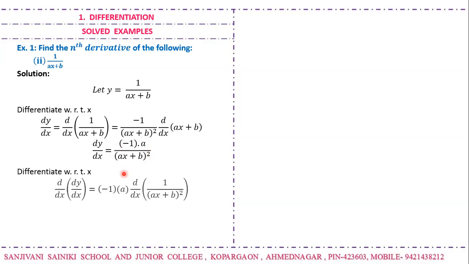Again differentiate with respect to x: d by dx of minus 1 times a into d by dx of 1 upon bracket ax plus b squared. So we can take this denominator term to the numerator as ax plus b raised to minus 2.